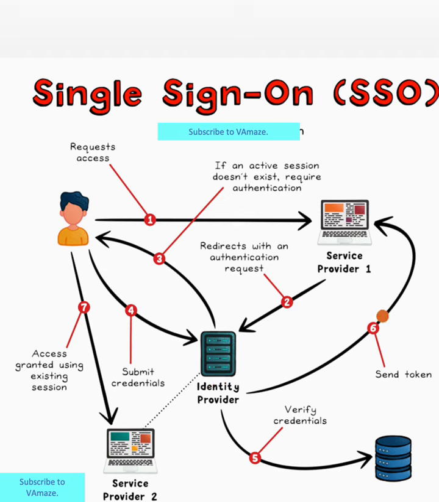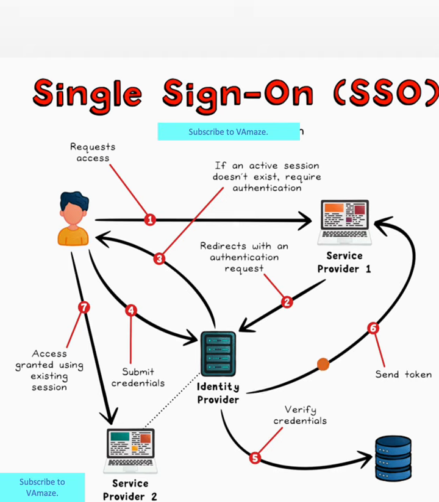Step 4. Credential submission. The user arrives at the identity provider's login page and submits their credentials, typically a username and password, though it could also include multi-factor authentication elements like tokens or biometric data.